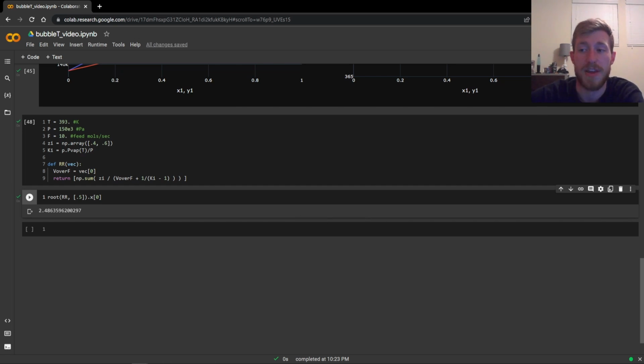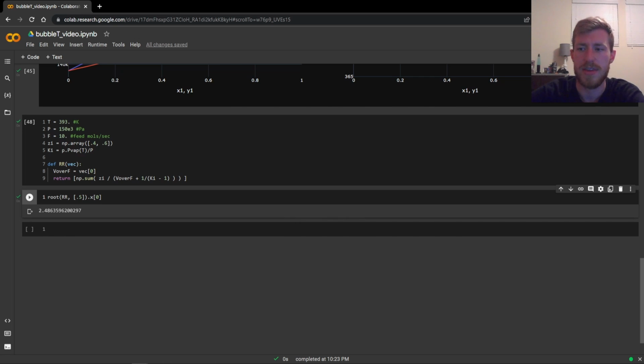So what we want to find out, using this V over F, is the amount of vapor and the amount of liquid coming out of our flash drum, because we know the amount going in: the feed is 10 moles per second. So we want to know the amounts of vapor and liquid, and we also want to know the composition of the vapor and liquid. So how can we figure that out?